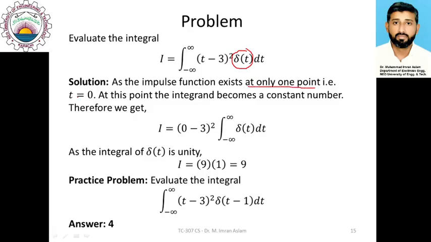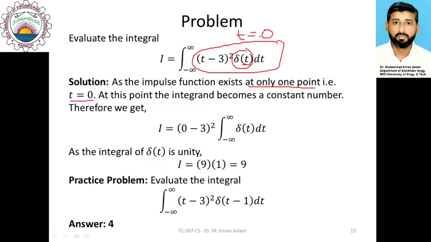In order to evaluate this integral, you should realize that this delta t function exists at only one point, and that point is t equal to 0 for this case, because the argument is t. So this function exists at only one point, which is t equal to 0. That means this integrand exists only when t equals 0, and for all other points this integrand would vanish. The integrand would become 0.